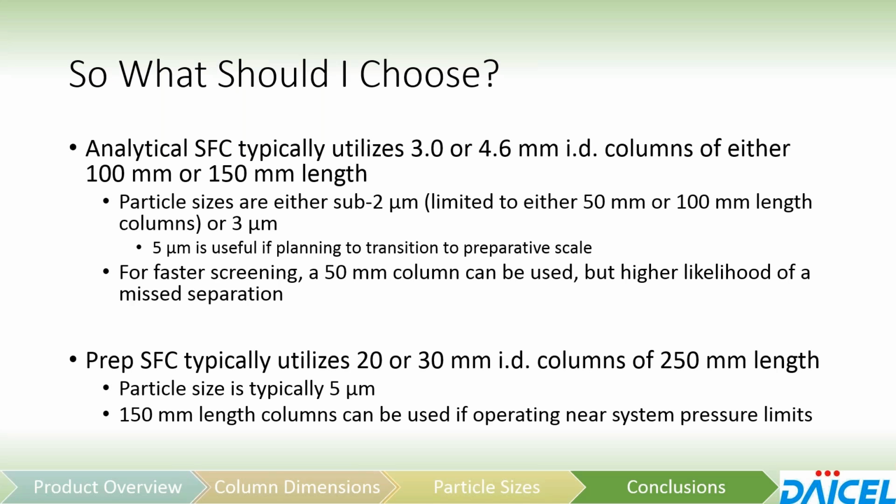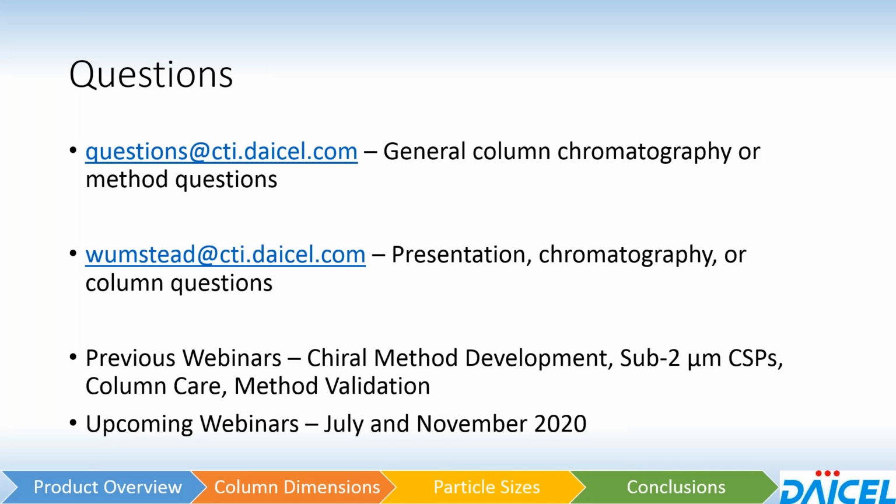And again, you can use 150 millimeter length column if you're operating close to system pressure, but it's not necessary and could potentially require some optimization.